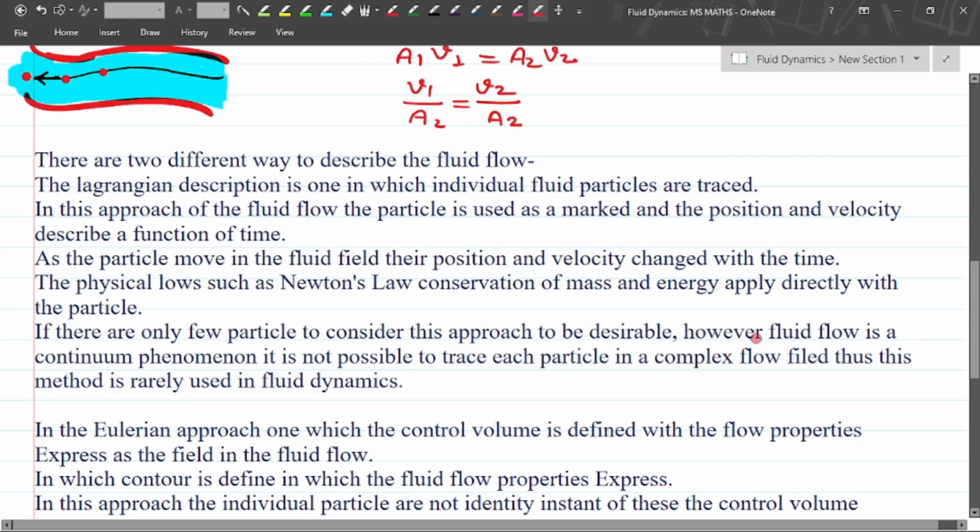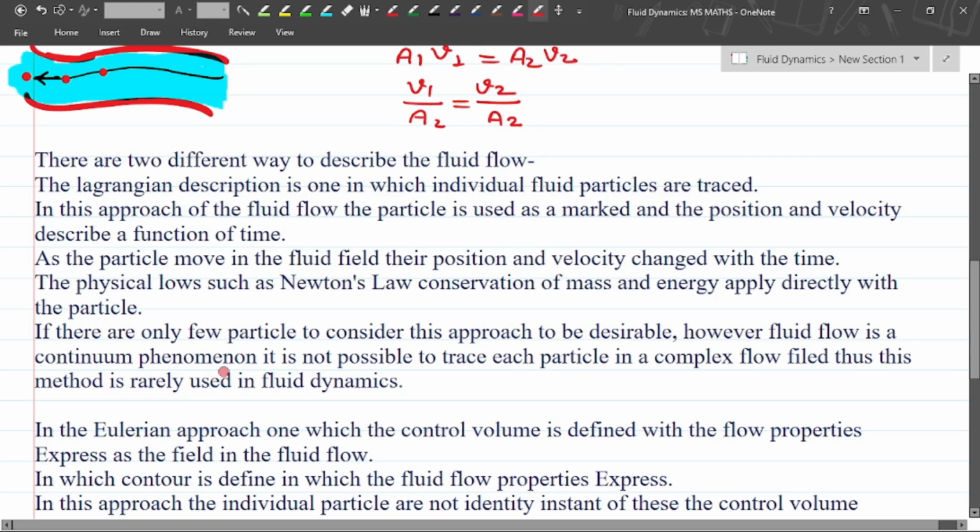However, fluid flow is a continuum phenomenon. We know that it is a continuum phenomenon. We know that particles are discrete, but in the case of fluid flow, we will consider it as a continuum, as continuous. So it is known as the continuum hypothesis.